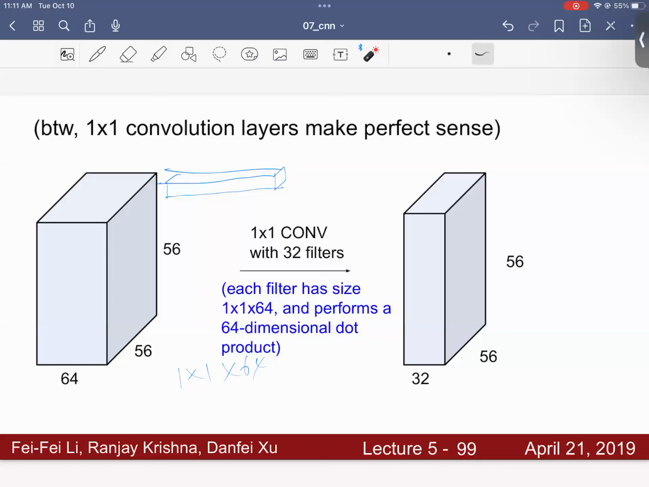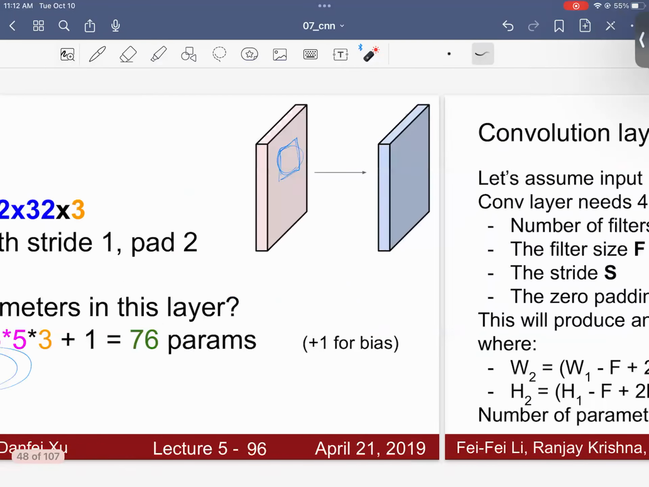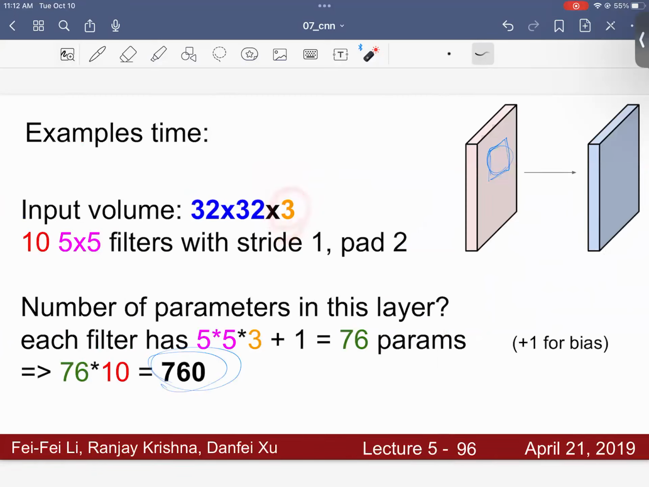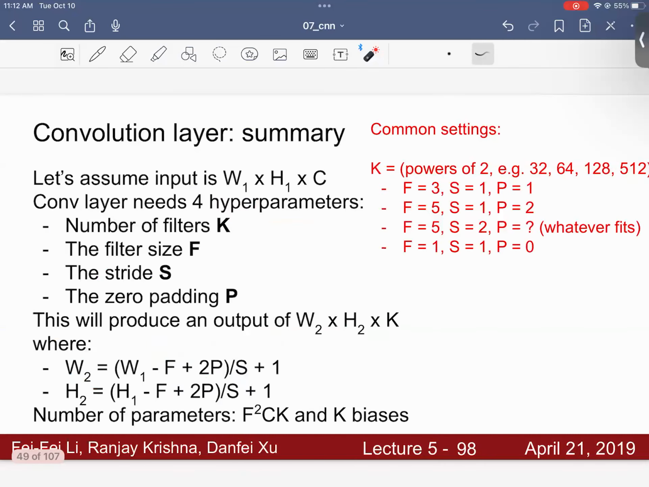Question from Tom. Can it learn patterns across channels as well? Actually, yes, because your filter should always have the same channel dimension as your input. So it is actually using all the channels at the same time. It's not looking channel by channel independently. Hope that answers your question.